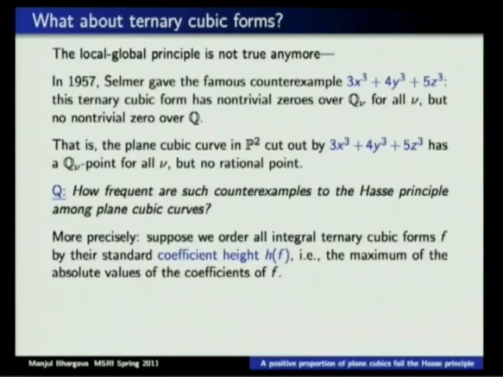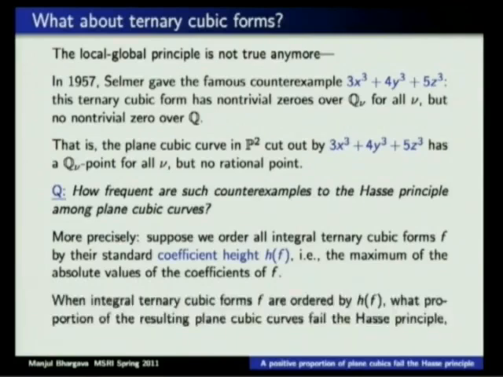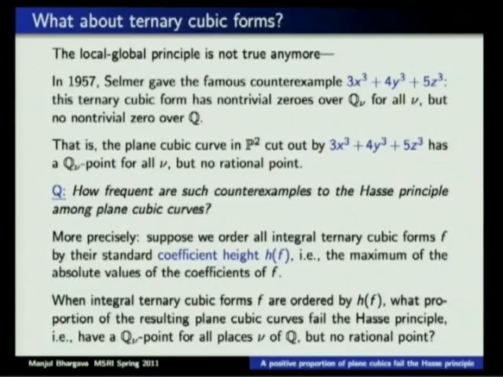So if we order all ternary cubic forms by their standard coefficient height, in other words, the maximum of the absolute values of the coefficients, then we can ask, if you order all forms by that height, what proportion of the resulting plane cubic curves will fail the Hasse principle? In other words, what proportion of those plane cubic curves will have a local point at all places, but no global rational point?